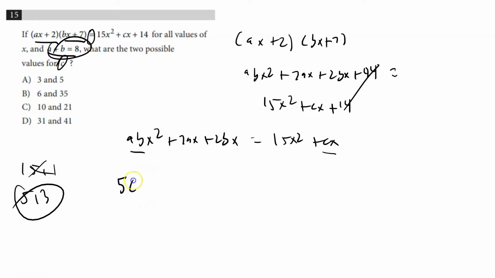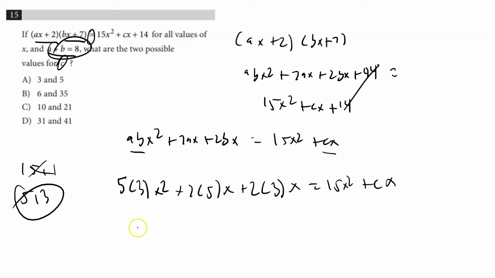So we have 5 times 3x squared, basically 15, plus 7 times 5x plus 2 times 3x equals 15x squared plus cx. Multiplying this out, we have 15x squared plus 7 times 5 is 35x, and 2 times 3 is 6x.